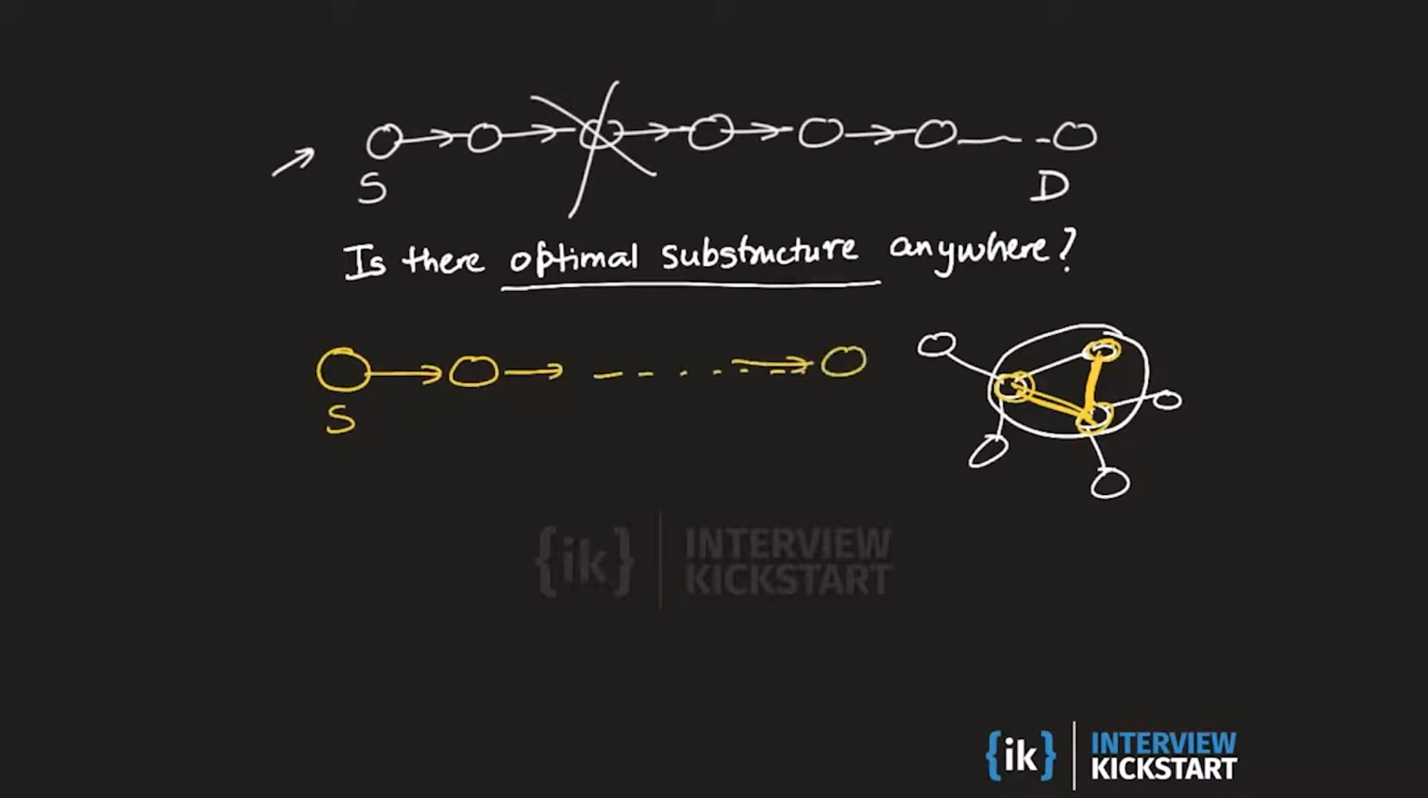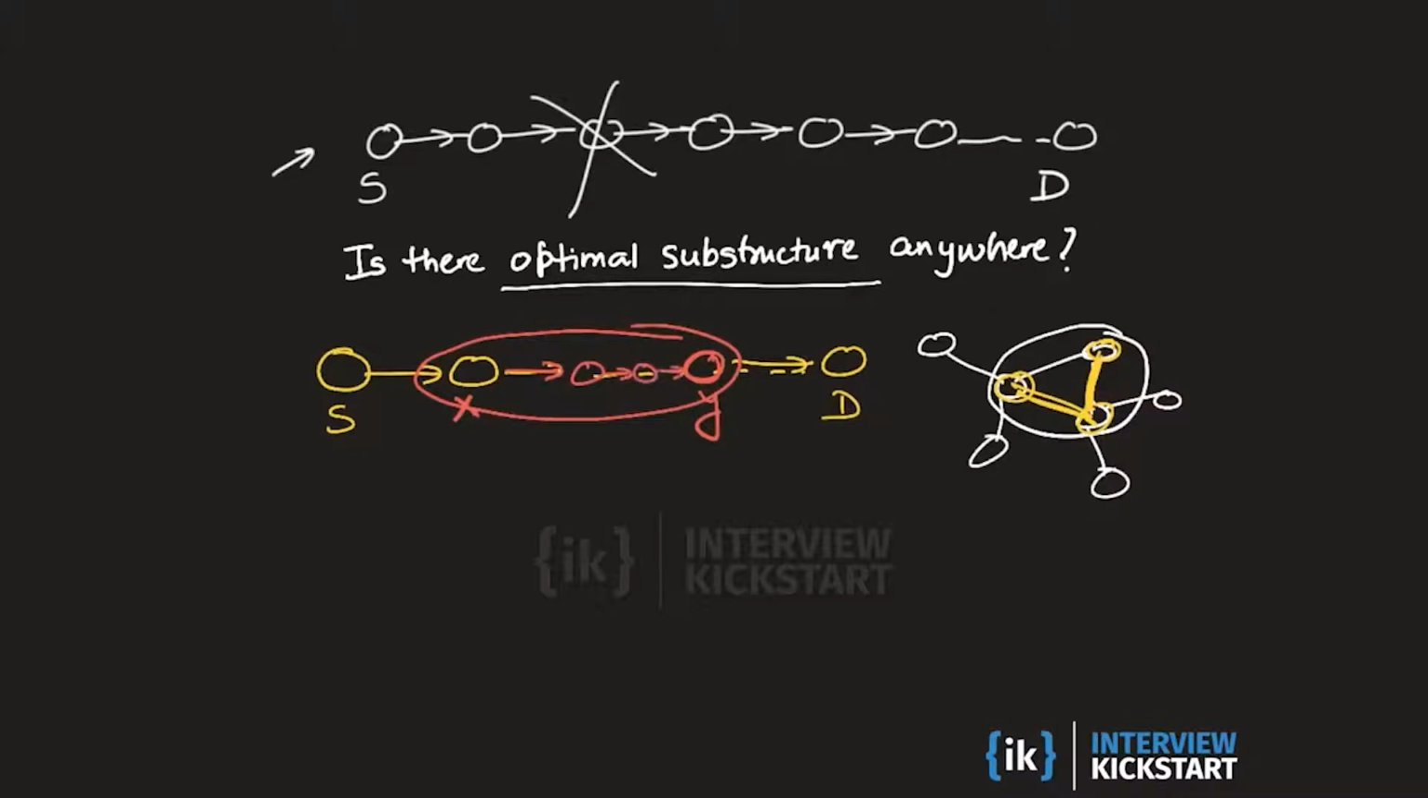Suppose we have the shortest path from S to D laid down like this. Can we look at a local region? Let's say I look at this local stretch over here. Let's say this stretch begins with an X here and it ends with a Y here. If I ask the question, is this local stretch itself optimal? What would you say? So basically I'm asking whether this local path from X to Y is itself optimal or not.